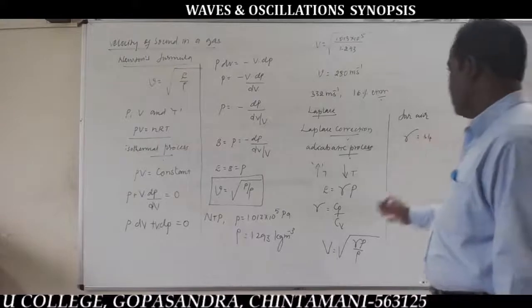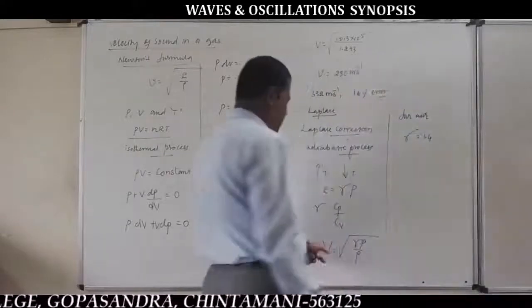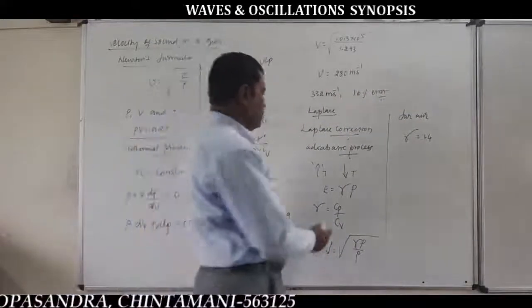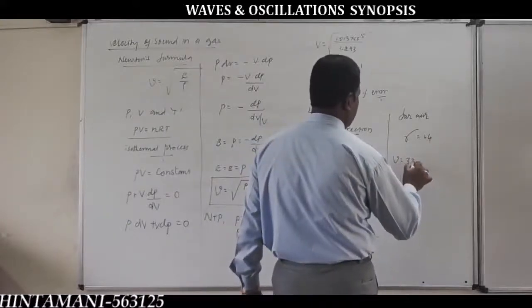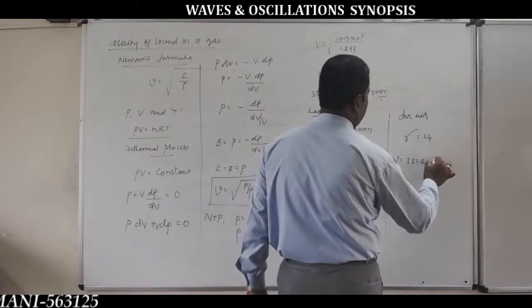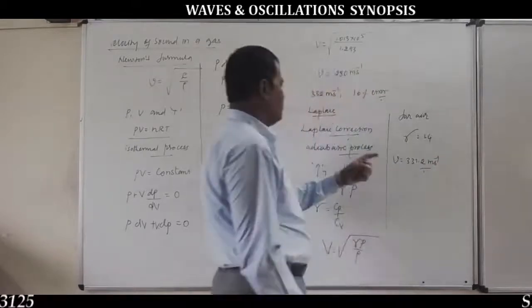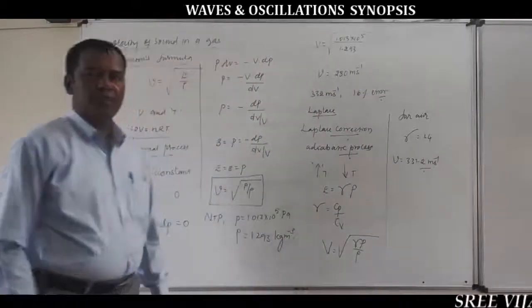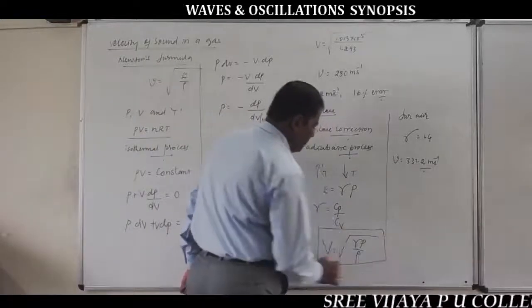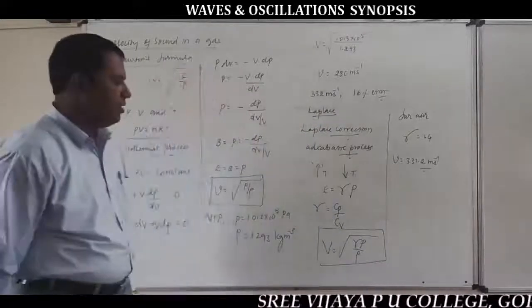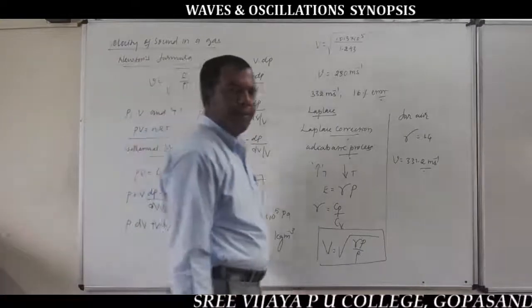Now if you substitute the same values in this equation, the speed of sound in gaseous medium comes out to be 331.2 meter per second. So it is in good agreement with 332 meter per second. And this formula is called Newton-Laplace formula, v is equal to square root of gamma P by rho.